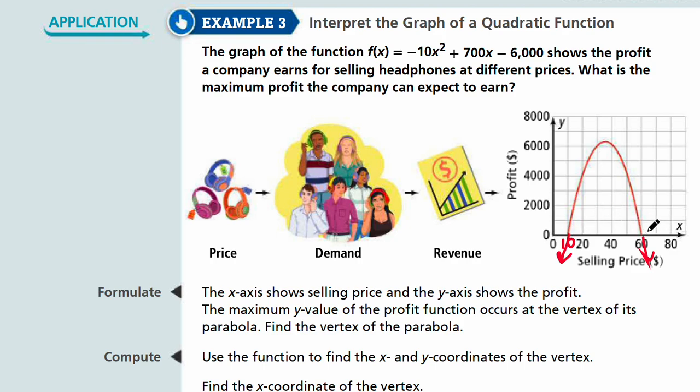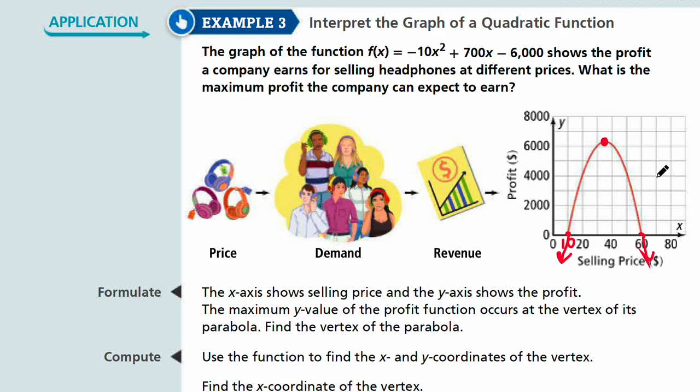At exactly 10 and at exactly 60, you'll get a 0 profit, which means no profit. So greater than 10, less than 60, not including 10 and 60, if you want to get a profit. So that's what you can see easily from this graph. What is the maximum profit you can get using this model?